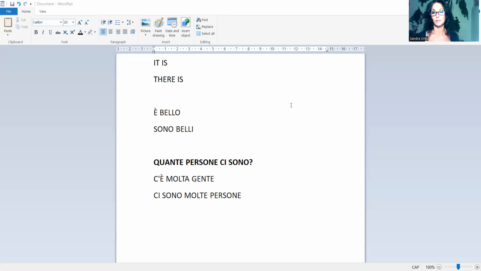So there are basically two different ways to say there are many people in Italian. You can say c'è molta gente, literally there is a crowd, or ci sono molte persone, there are many persons, literally, or people. So you can use either, exactly the same. In English, you don't really say there are many persons when you're talking about a crowd. So this was mainly about "it", what not to do with it.